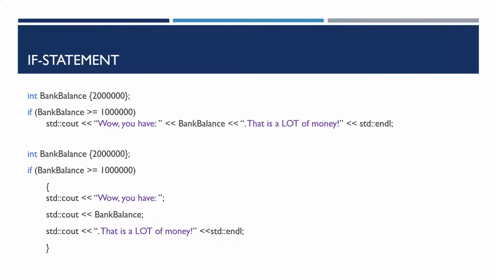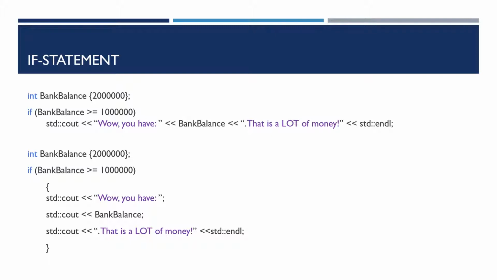Next, we could do it this way. We initialize it. We have the statement, if the balance is greater or equal to $1 million, then it will post out, wow, you have a, then it'll post out the value that's declared, and then that's a lot of money. It's saying the same exact thing, except I spread it across 3 lines.